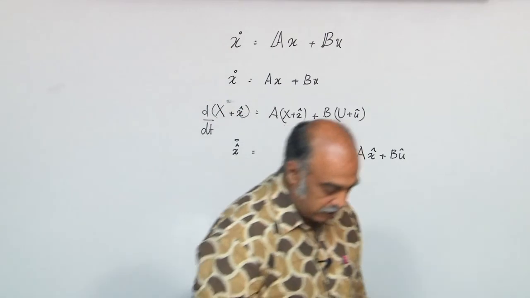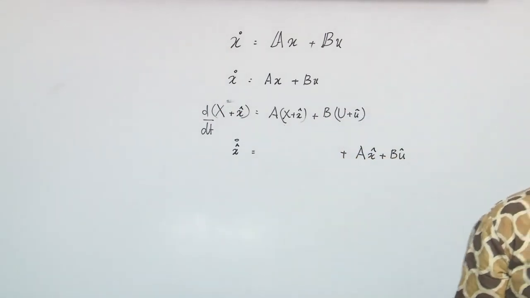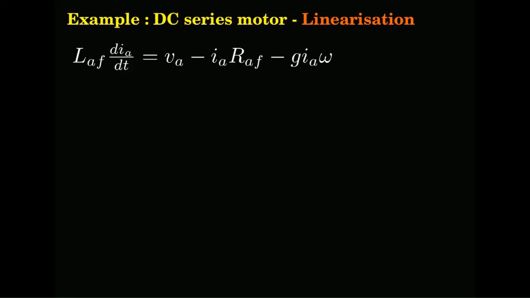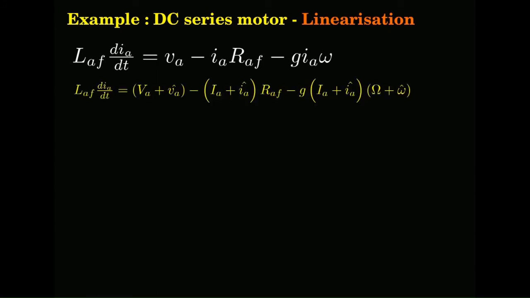So, that is what I will quickly apply and show. I am substituting VA plus VA hat for this, IA plus IA hat for this, and omega plus omega hat. Okay. So, I am just retaining this dIA by dt. In the end, we will make it dIA hat, because dIA by dt is 0.